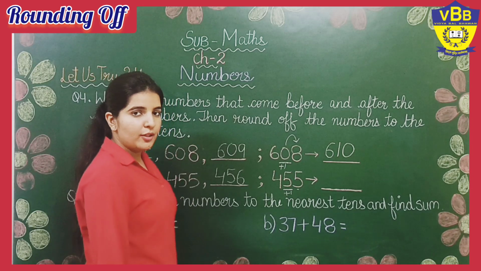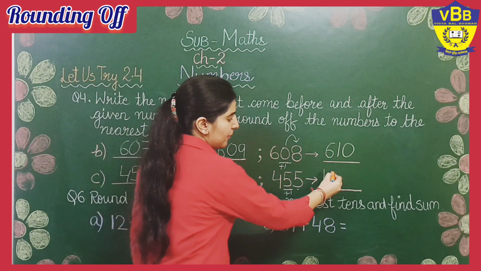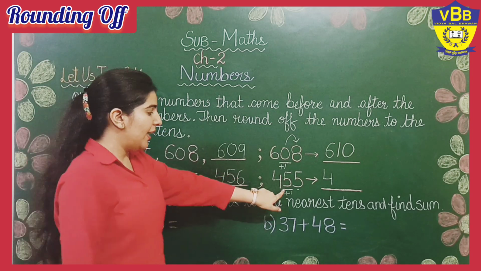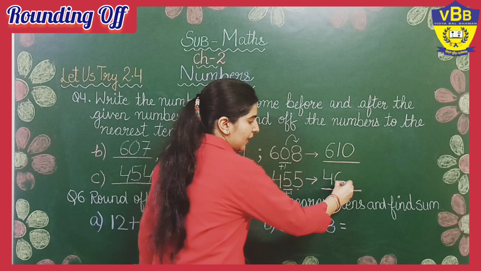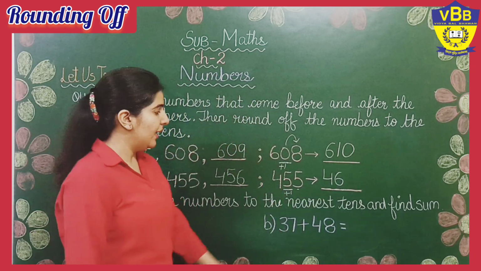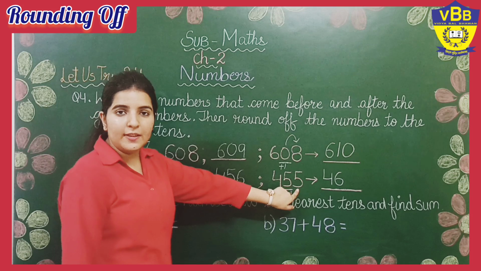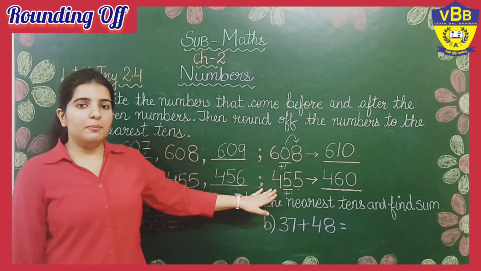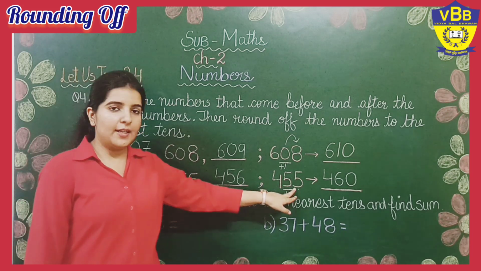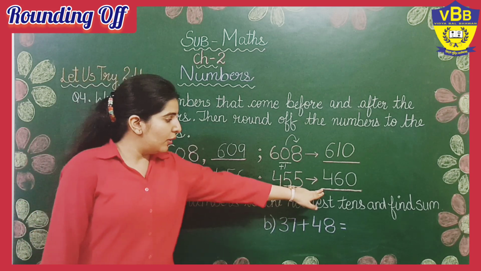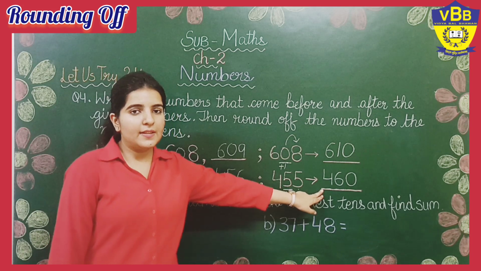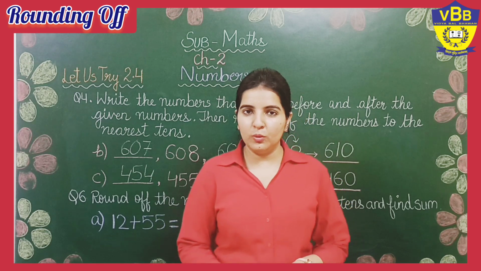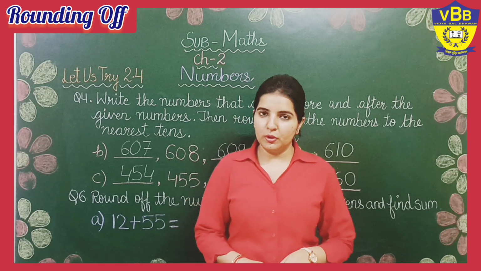So let us round it off now. 4 will remain 4. Why? Because it is on the hundreds place. 5 will change into 6 because we are adding 1 on the tens place. And the 5 on the ones place will change into 0. That means my number 455 will round off to 460. Now again, question number 5 is your homework. Do it in the book itself.